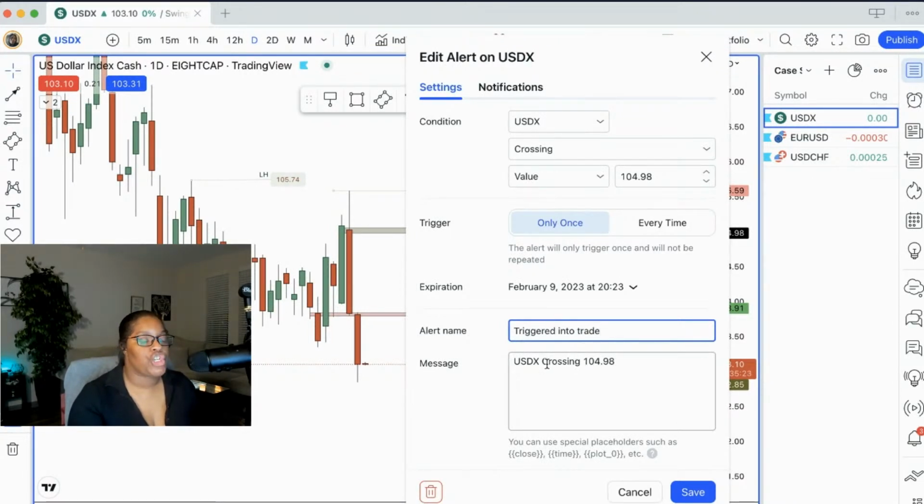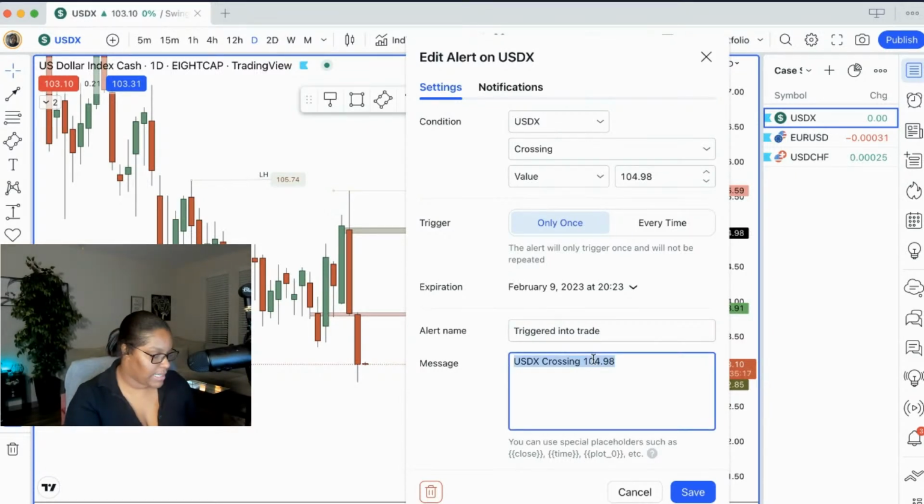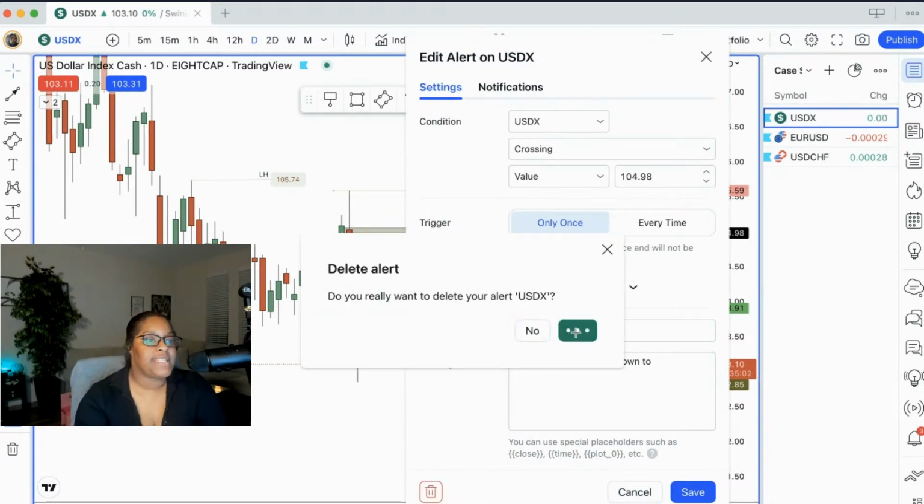And when it's triggered into trade, I want to know what the message is on this specific alert. So I'll probably say USDX triggered for sale down to whatever price I put my take profit, and then I click on save, and then I'm done, right? And that's how I like to set it.